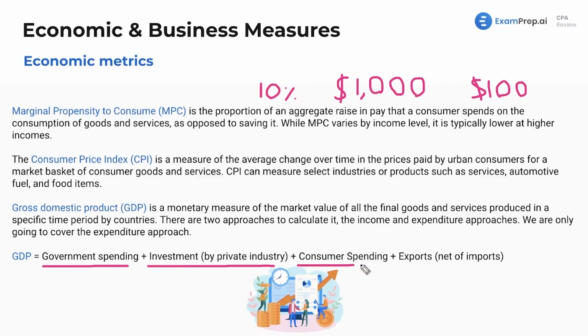Consumer spending, read that as you will. It's what you would spend. And then exports net of imports. So what we produce to the world minus what we take in from the world. If you have positive net exports, that means you're producing more to the world than you're taking in. And if you have negative net exports, that means you are bringing in more than you produce.